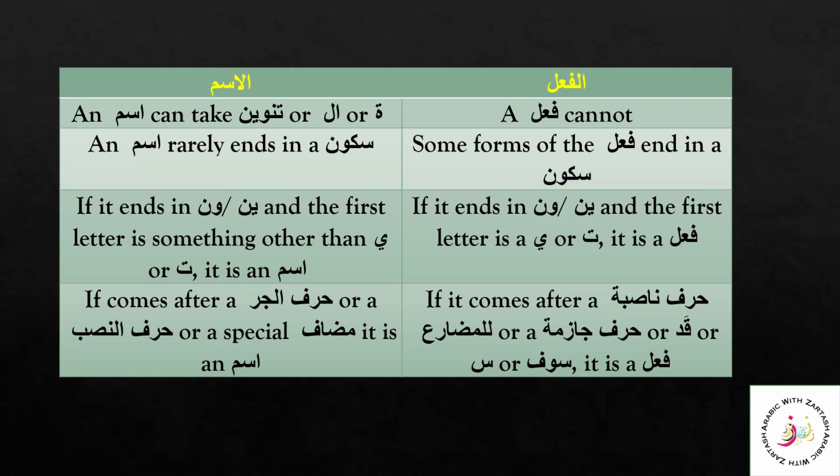The next point is if a word ends in the endings of ina and una, and the first letter is something other than the ya or ta, it is an ism. And if it ends in una and ina, and the first letter is the ta or ya, it is a fail, like that.